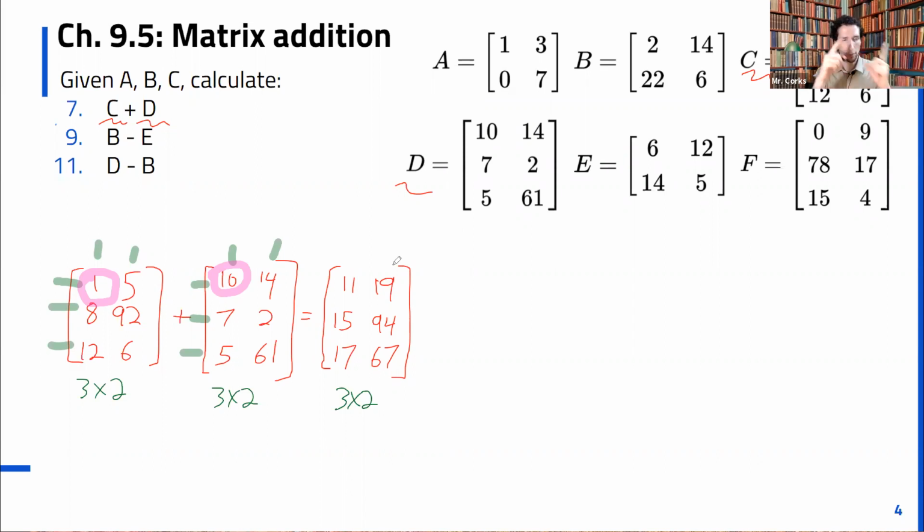Okay, so just match up the positions, add the matching positions. That part is really straightforward. The only condition here is that the dimensions must be the same. So both of these are a 3x2 matrix, so the result is also a 3x2 matrix. What happens if my two matrices that I want to add or subtract are not the same dimensions? What do we do? We transpose them.